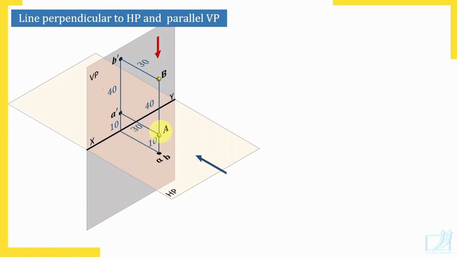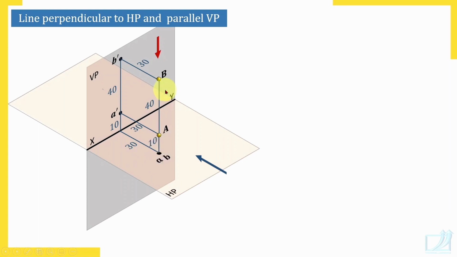What is distance of point A from VP? 30 millimeters. So top view of point A gives that distance 30 millimeters. Similarly, point B is also 30 millimeters from VP. So top view of point B gives 30 millimeters from XY line.